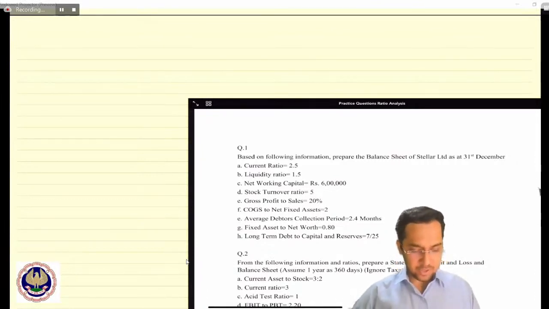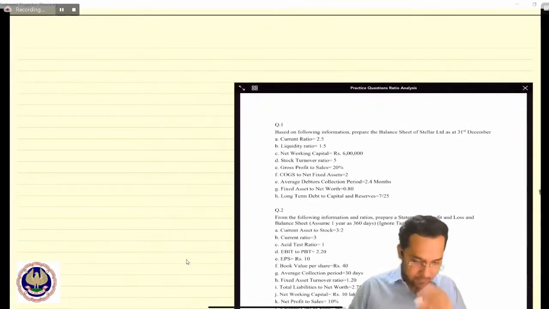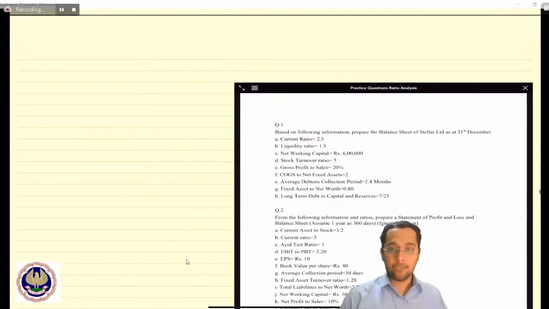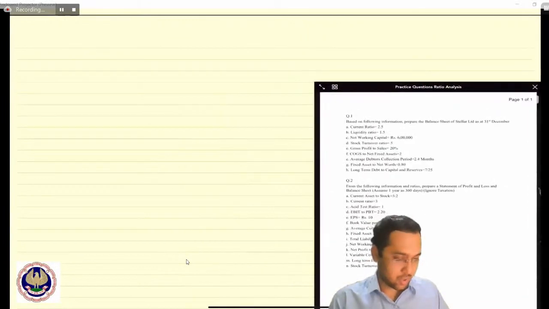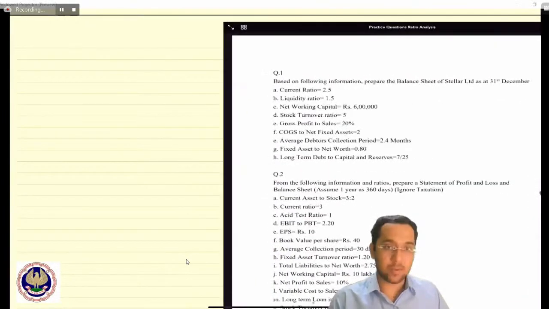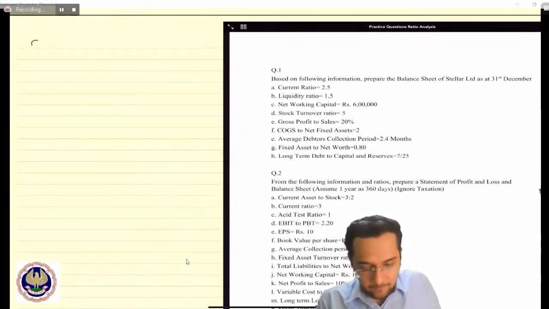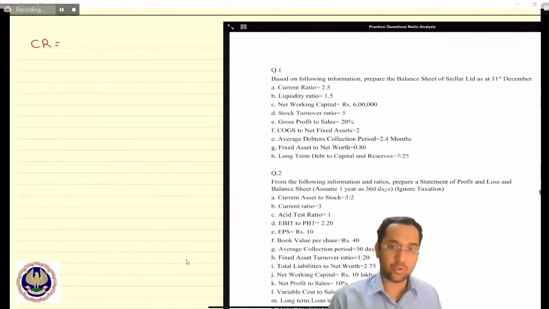With whatever information you get, you can just start solving it. For example, first we have the current ratio of 2:1, so the current ratio of 2:1 is given. Again, I'm solving it in a shorter way so that you can get the flow, but in exams, please make sure you write the full forms.